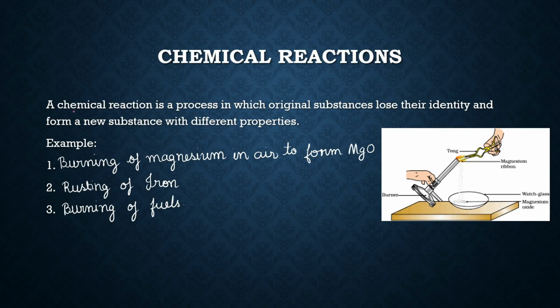So, chemical reaction. What is a chemical reaction? A chemical reaction is a process in which the original substances lose their identity and new substances are formed with different properties. These chemical reactions are irreversible, and these changes are also permanent in nature. You have already studied this in your earlier classes.